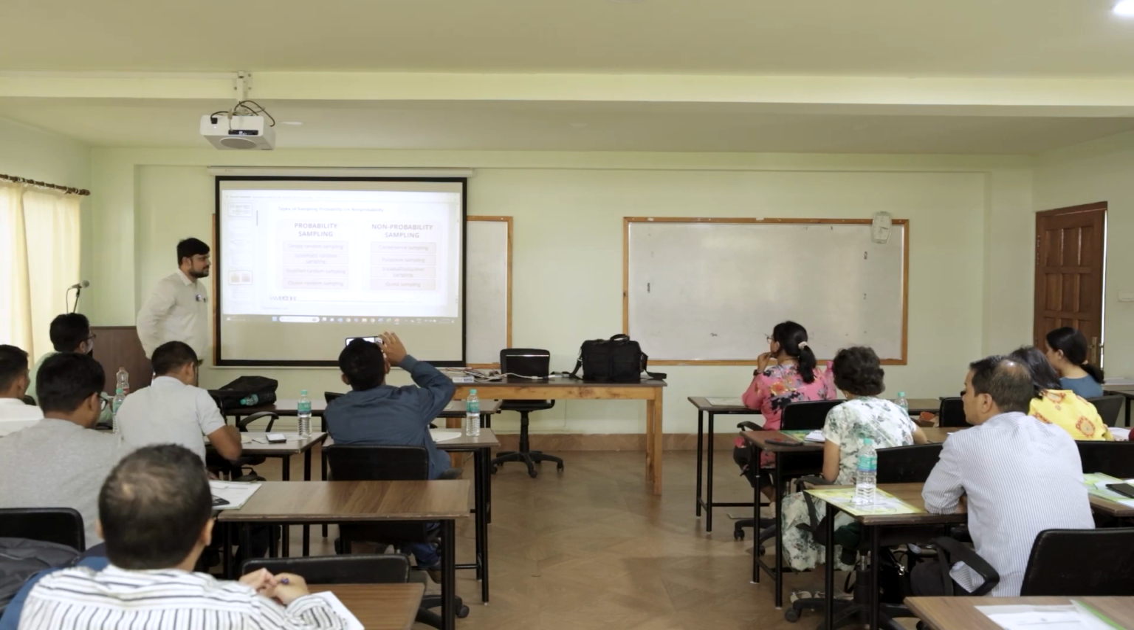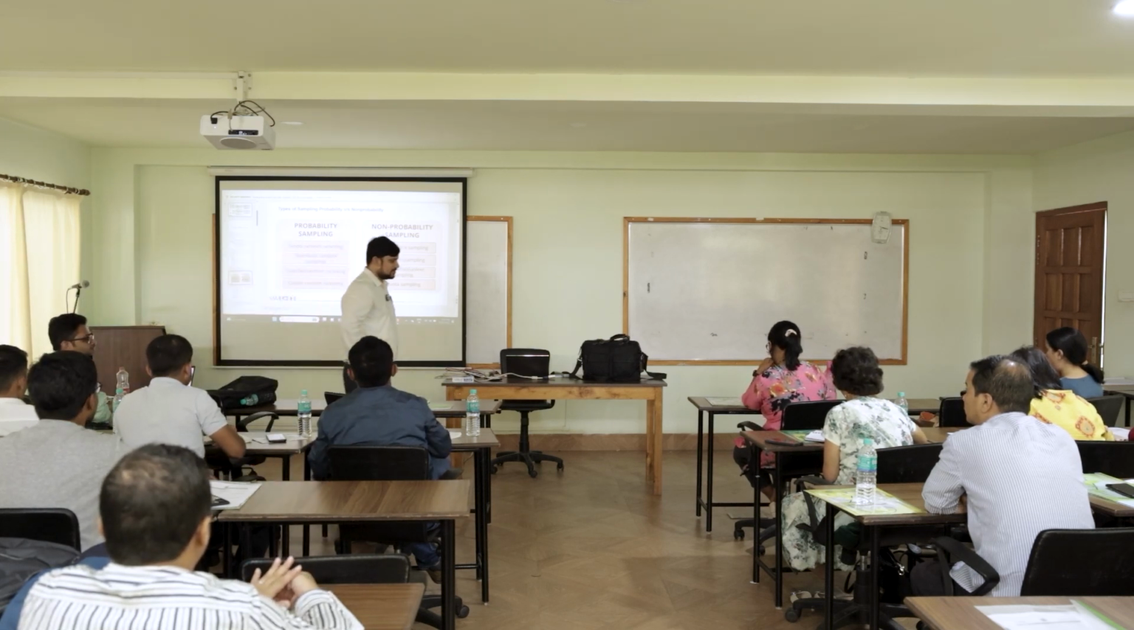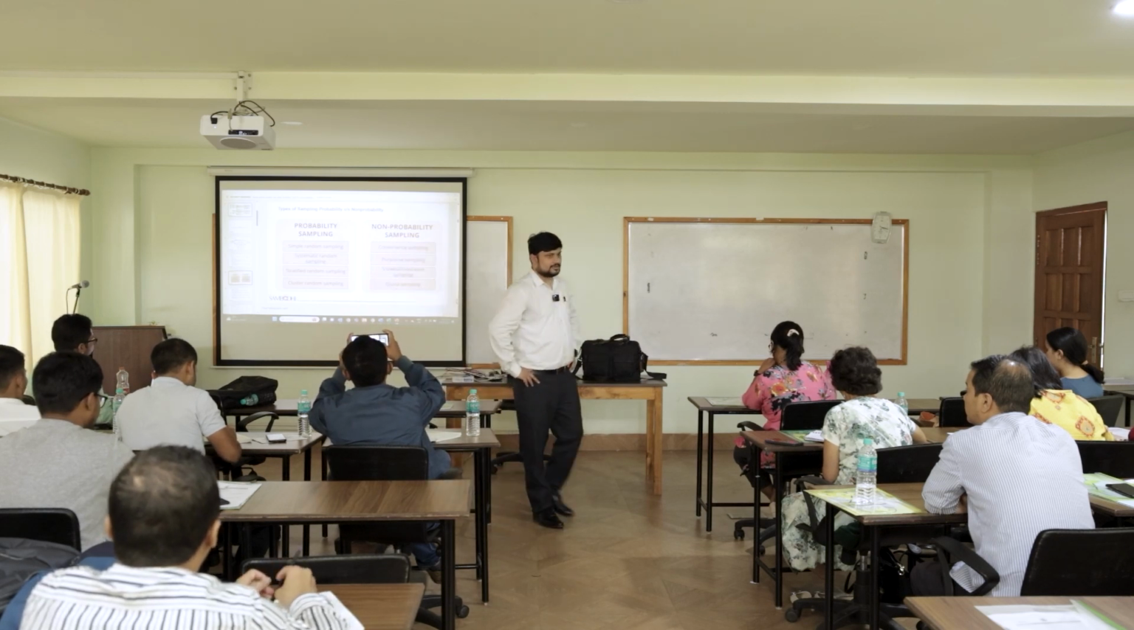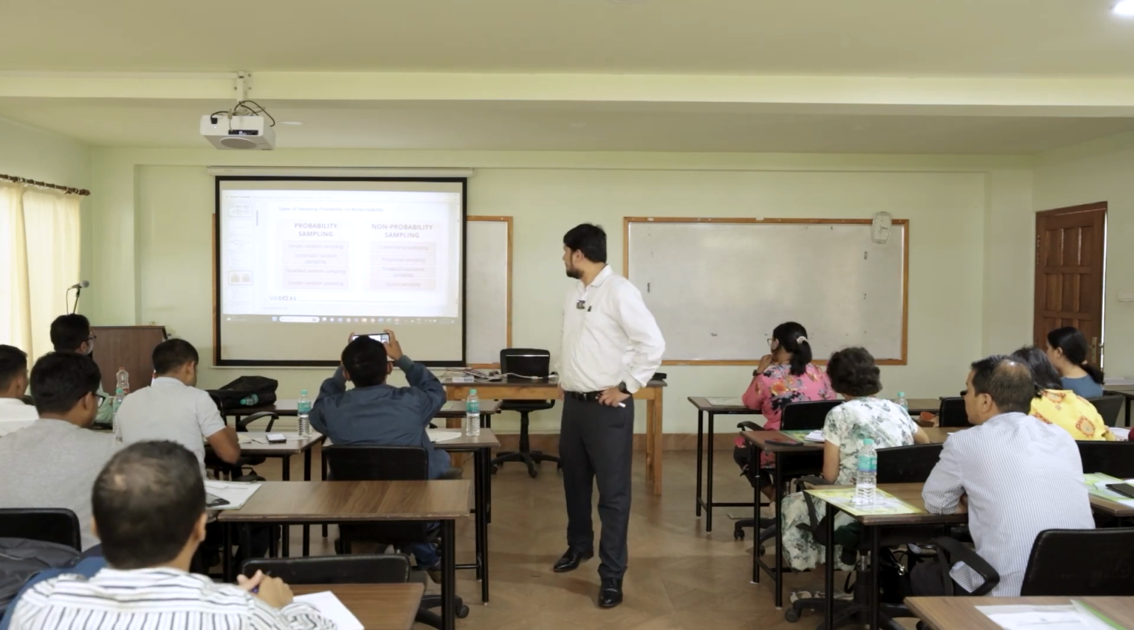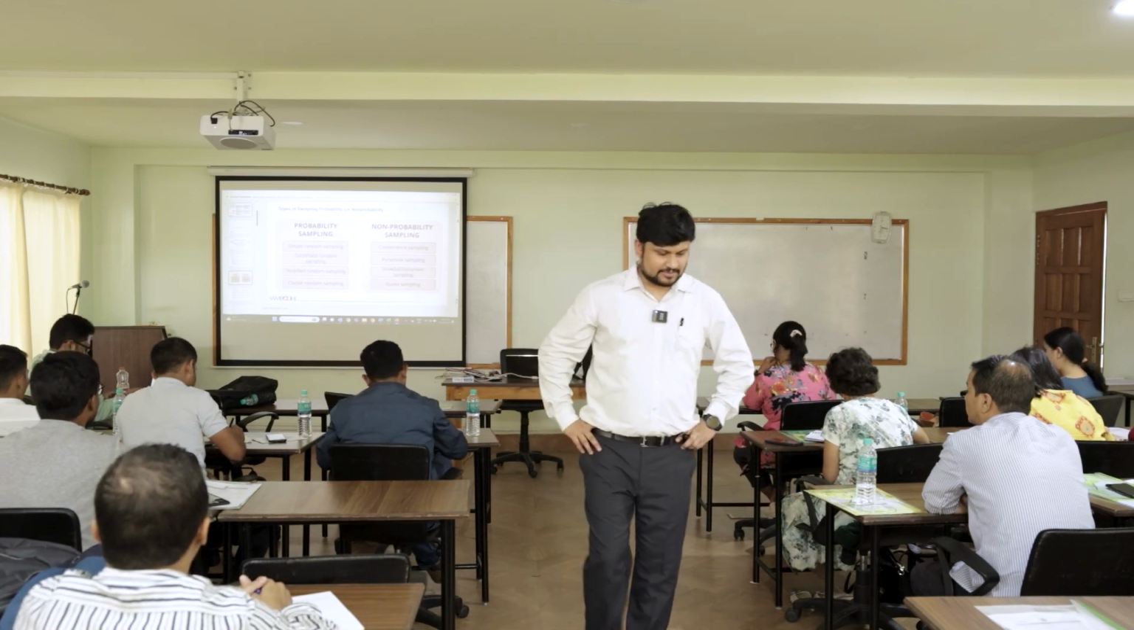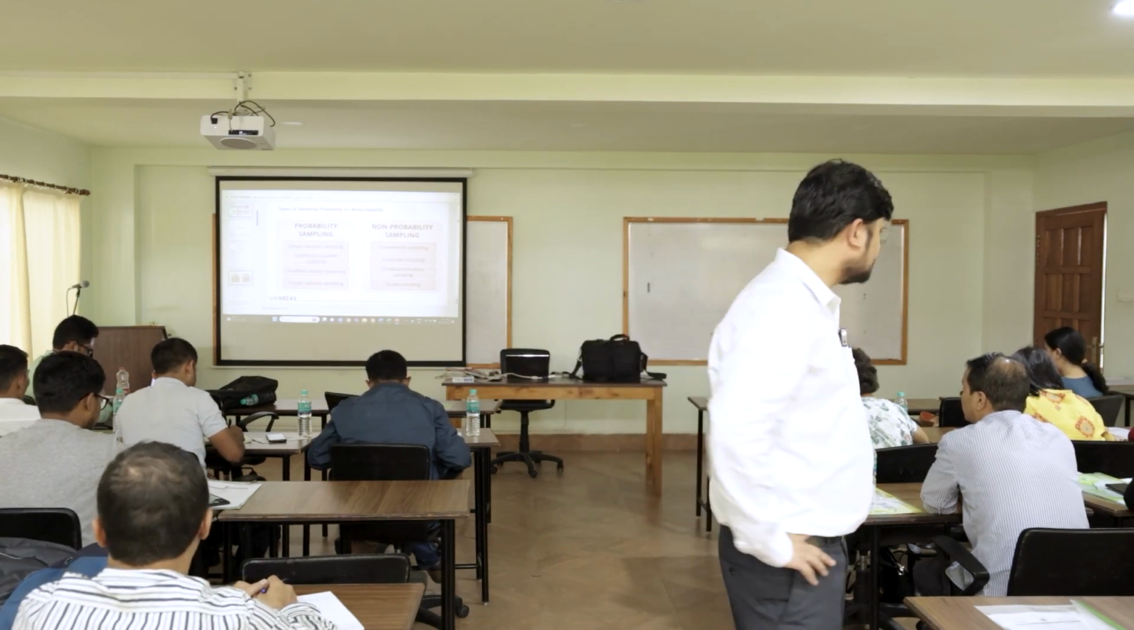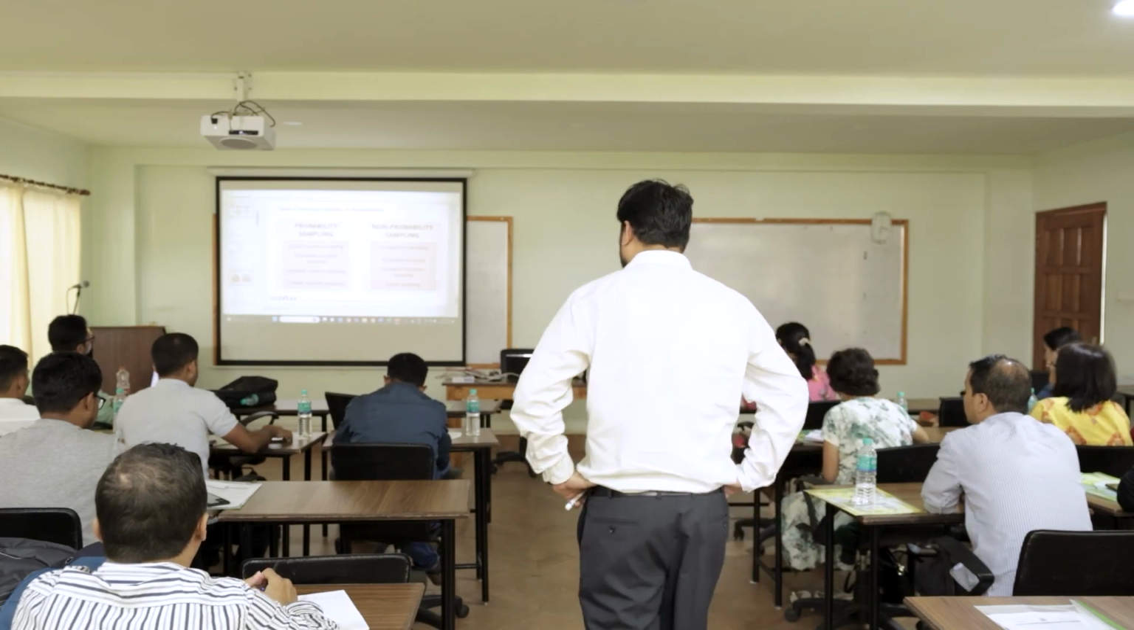Now, these are some of the kinds of sampling that are available. On the left hand side, you would see probability sampling. On the right hand side, you could see non-probability sampling. There are some examples of probability sampling mentioned on the left hand side, and some examples of non-probability sampling mentioned on the right hand side.